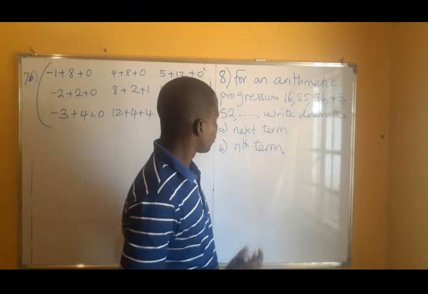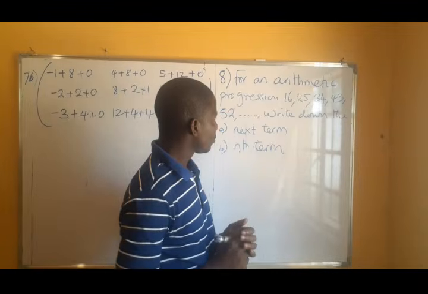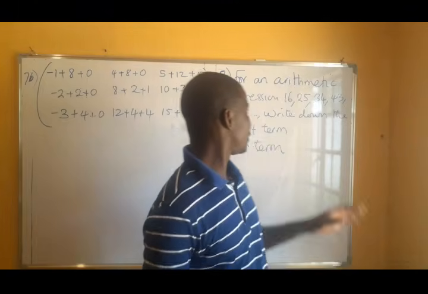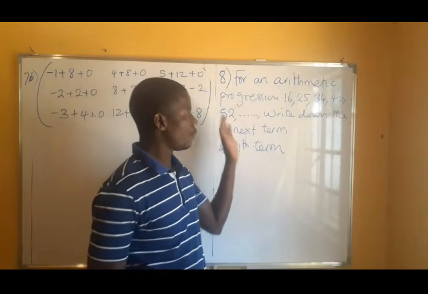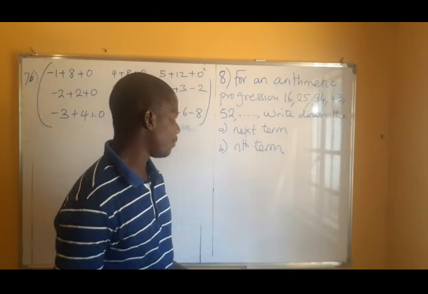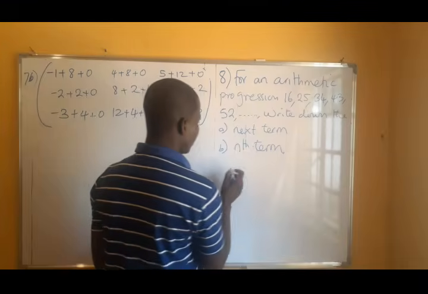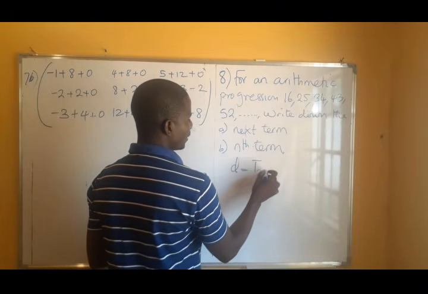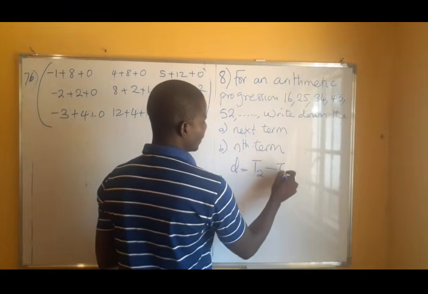So I'm sure you know that what we do is we need to find the common difference. After we have found the common difference, then we add it to this 52. Then we'll be able to determine the next term here. And the common difference, which is represented by D, we always say it's the second term minus the first term.